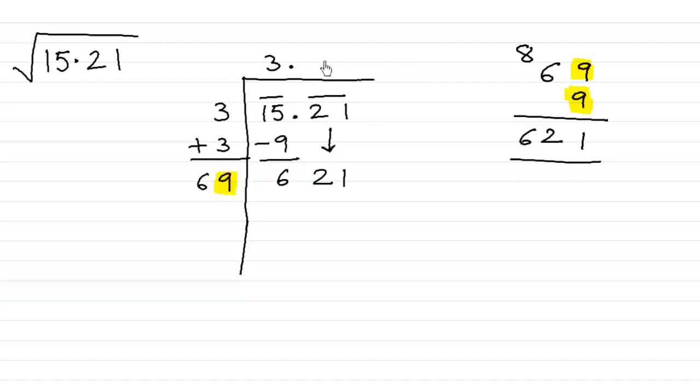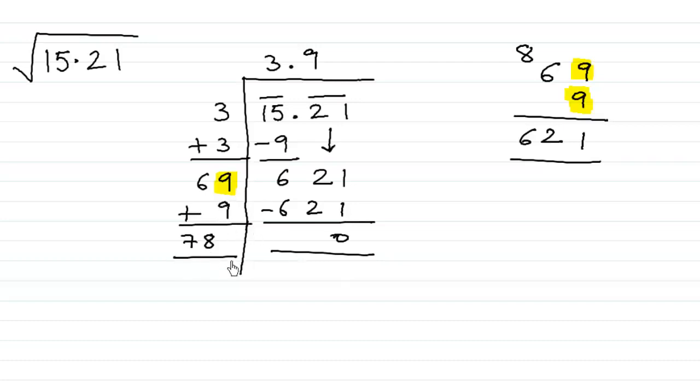So 69 nines are 621 and then we get a remainder of 0. And 69 plus 9, 9 plus 9 is 18 and we get 78. But the answer to our question is 3.9. So if you ignore this decimal point and if you double 39, you shall be getting 78.